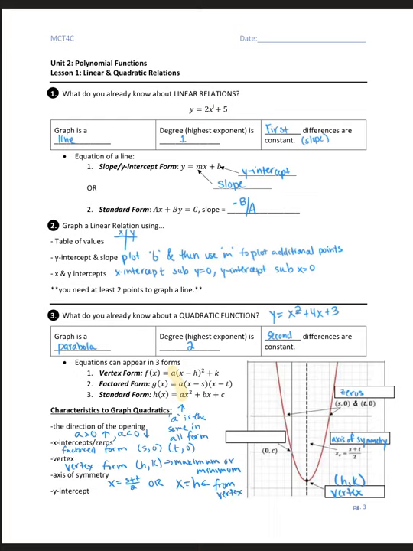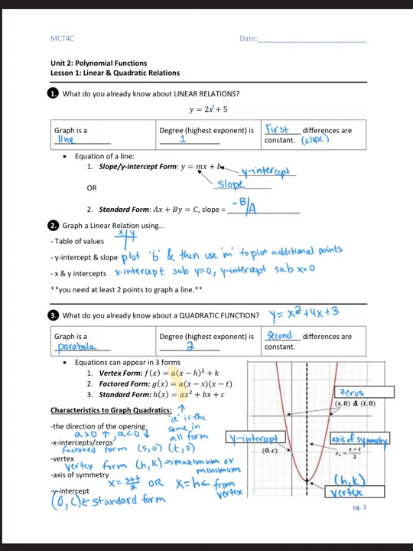And lastly, our y-intercept is where the graph crosses the y-axis. And we can see that here it says (0, c), and that c comes from the standard form of a quadratic, ax squared plus bx plus c. Whatever that constant is, that represents our y-intercept. So those are some things we can identify depending on what form we're in for the graph of a quadratic.